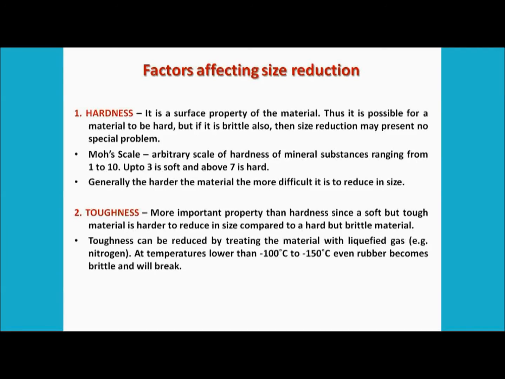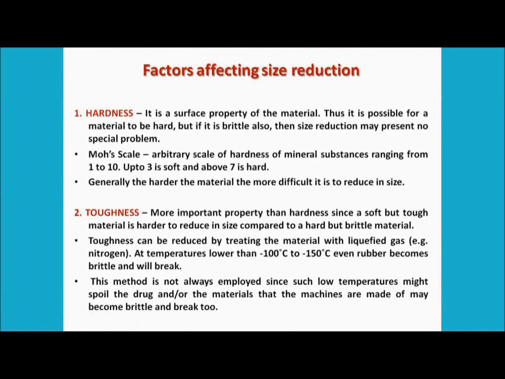So the toughness of the material can be reduced by treating the material with liquefied gas. If we decrease the temperature to, suppose, minus 100 or minus 150 degrees centigrade, the rubber, which is a sticky and very tough material, right, also becomes brittle and it breaks. Clear? Now, this method is not always applied. The cooling method is not always applied because, number one, the low temperature may spoil the nature of the drug. Moreover, it can also affect the machine material. Thus, the machine can also become brittle and it can also break, right?